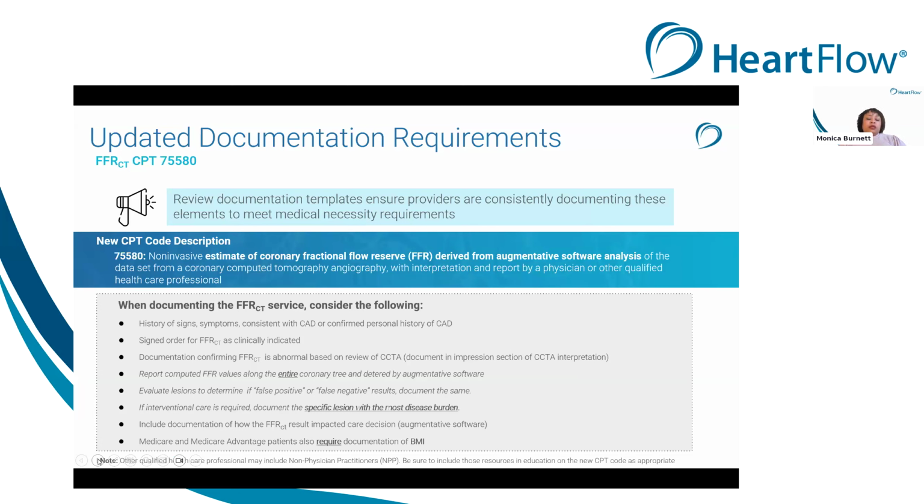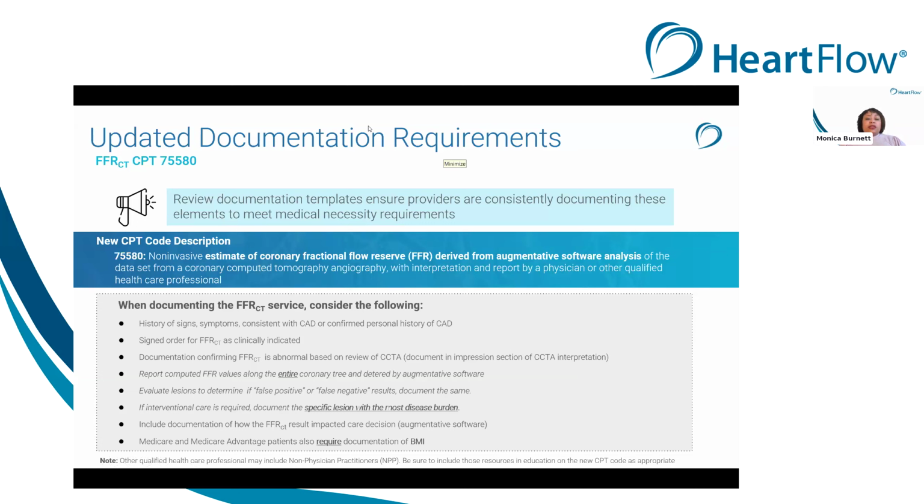So documentation that's key to have in your chart as you're pursuing reimbursement still is a solid history of signs and symptoms consistent with coronary artery disease or confirmed personal history of coronary artery disease that may not be responding to current guideline-directed medical therapy. A signed order should be in the chart for the FFRCT to be performed as clinically indicated. That is most important for Medicare Part B claims. Medicare Part A isn't as much of a stickler, but for the professional component in any Medicare Part B, that is absolutely a requirement.